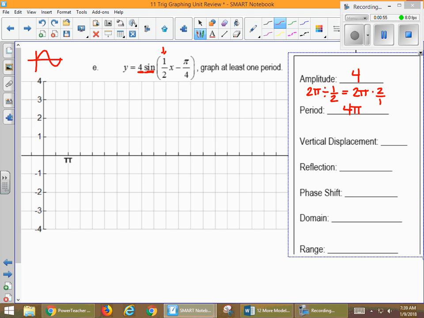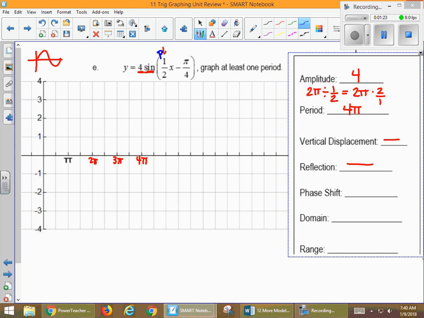So it looks like this is broken up into pi over 2. So pi is 2 spaces out. So 2 pi, 3 pi, 4 pi. That's going to be helpful there. All right. No vertical displacement. I don't see anything on the outside of my function that's going to move it up or down. And no reflection, we said. I do need to deal with a phase shift.